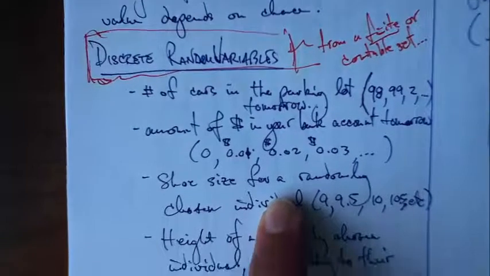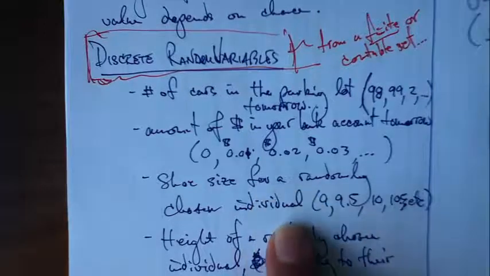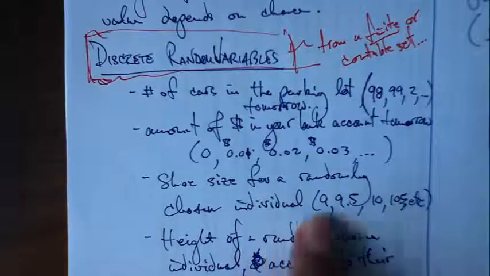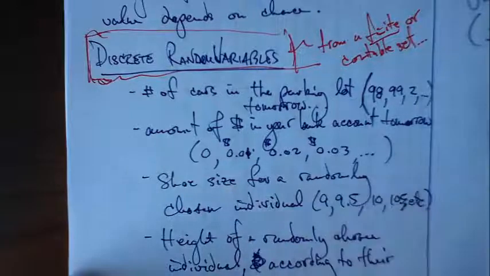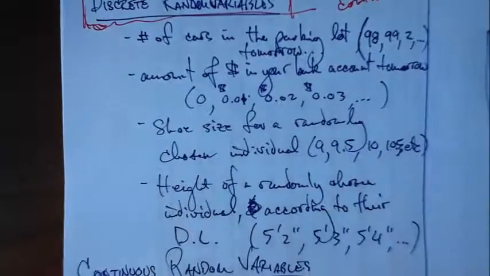Your shoe size, the shoe size for a randomly chosen individual, like 9 or 9.5 or 10. You never see 10 1/3, right? The height of a randomly chosen individual, according to their driver's license, can be 5'2", 5'3", 5'8", 5'9", or whatever.